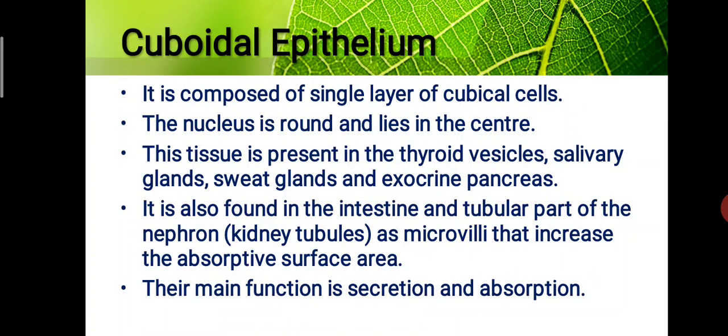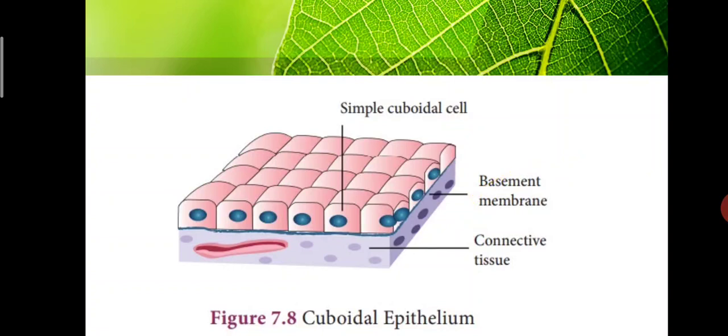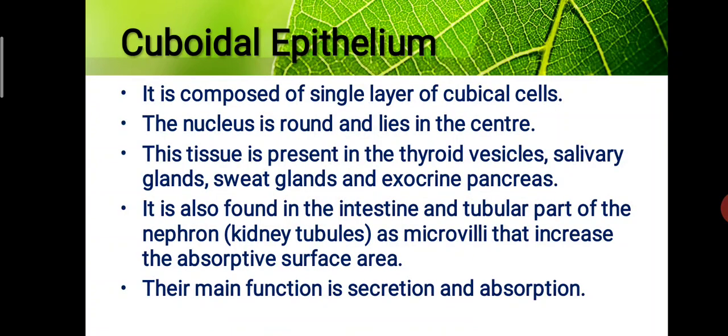Next we have cuboidal epithelium. So cuboidal epithelium is composed of a single layer of cubical cells. Since their shape is cubic in nature. So can you see here, are they cubic in nature? So that is why they are called cuboidal epithelium. The nucleus is round and it is always present in the center. Okay, see the third point.